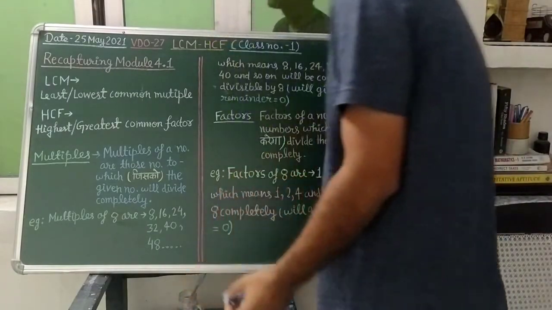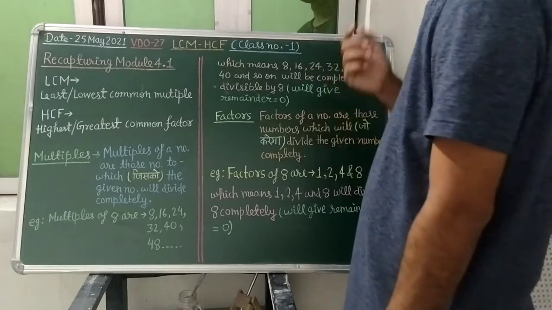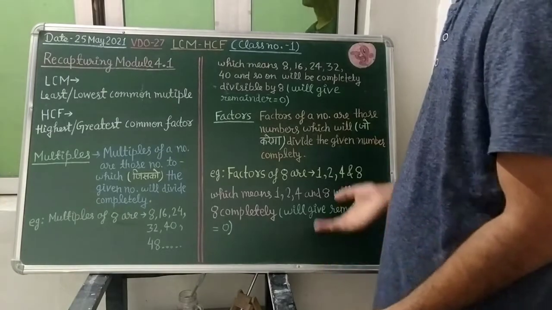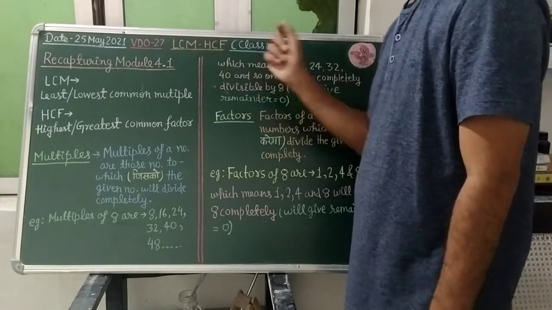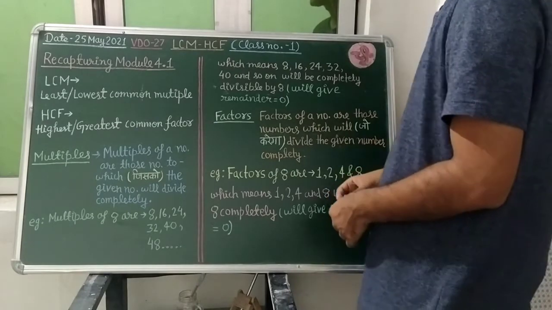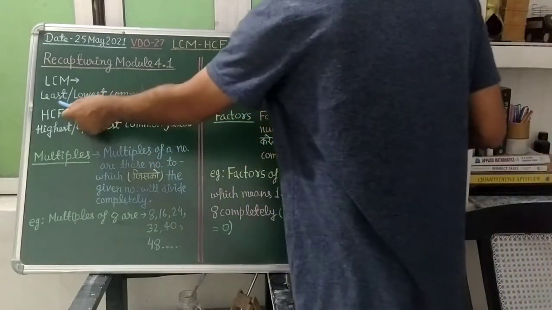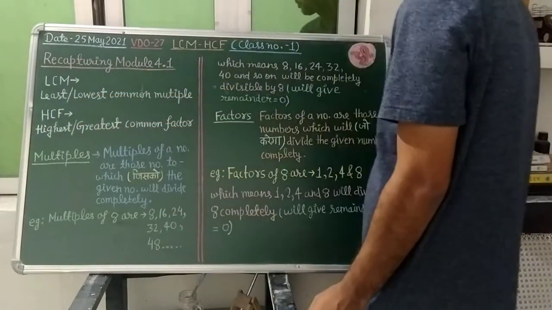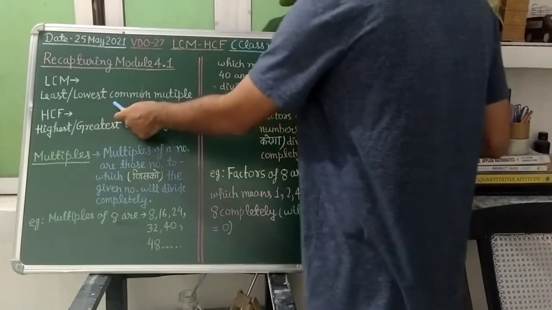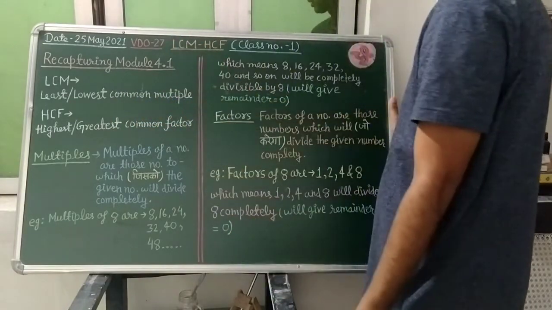So students, we are recapturing module number 4.1, and in that module we had talked about the basics of HCF and LCM. What is this, students, LCM and HCF? The full form of LCM is least or you can say lowest common multiple.